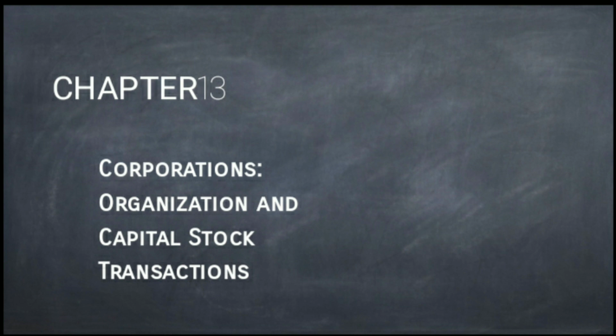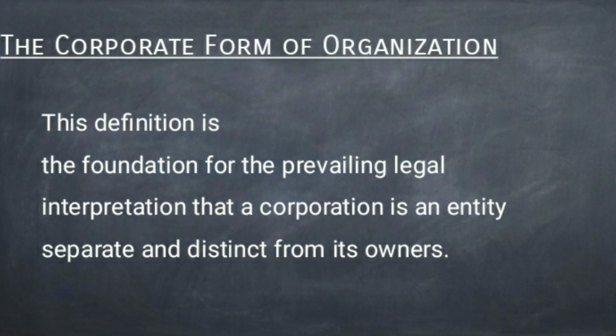Chapter 30: Corporation, Organization, and Capital Stock Transaction. The corporate form of organization. This definition is the foundation for the prevailing legal interpretation that a corporation is an entity separate and distinct from its owner.